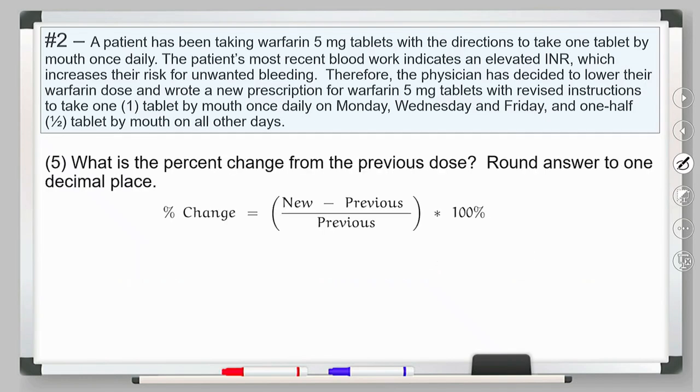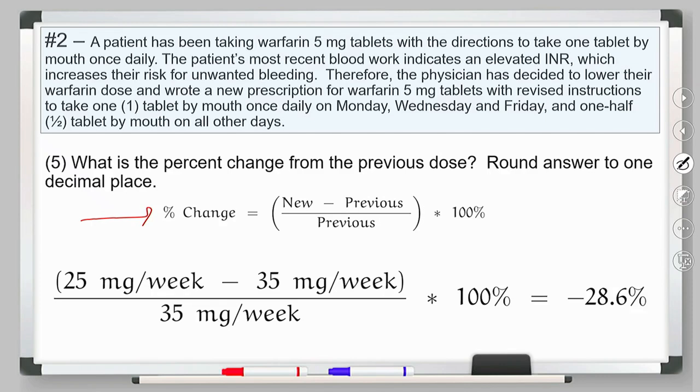I know that's 10 milligrams, but the question really is, what is the percent change? I don't care that it went down 10 milligrams, but compared to where we were, how much of a reduction did that represent? So we're going to use this formula, and we just need to make sure we get the new and previous amounts in the right spot. The new, reduced amount was 25. The previous amount, which was higher, was 35. We want to know how much we changed from that previous amount, so we divide by the previous amount.